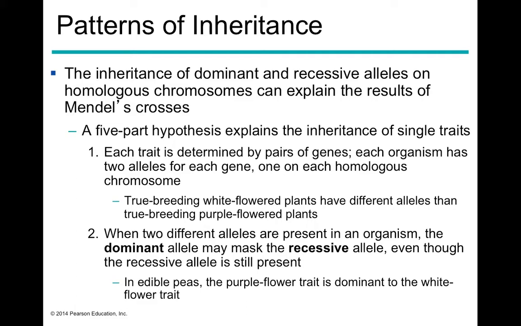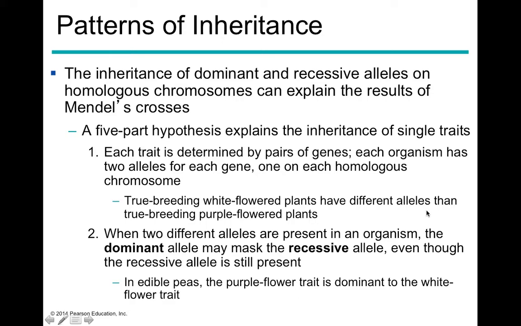All right, so if we look at these inheritance patterns of Mendel's crosses, we have a pretty simple explanation. Well, a 5-part explanation anyway. The first is that each trait is determined by pairs of genes, and we talked about that previously. At any given locus, you could have 2 alleles, right? 1 allele for each of the different chromosomes, but we have 2 different copies of the loci. That means that we can either be homozygous or heterozygous. And if the true breeding white flower plants have different alleles than the true breeding purple flower plants, they would both be able to present different phenotypes because they have different genes, right? And if they're true breeding, that means that they're both homozygous. So we have homozygous dominant and homozygous recessive.